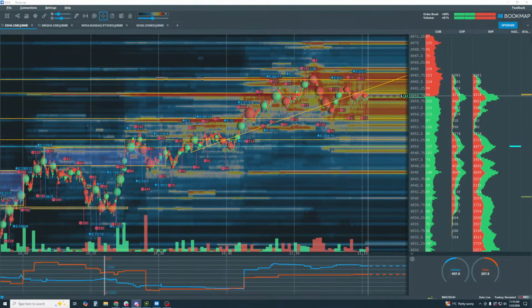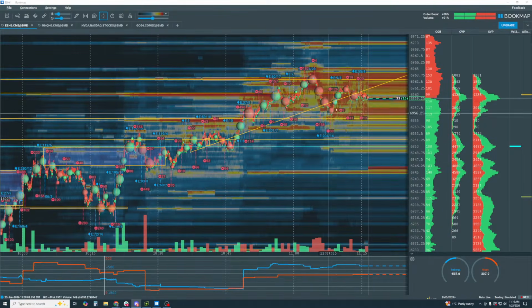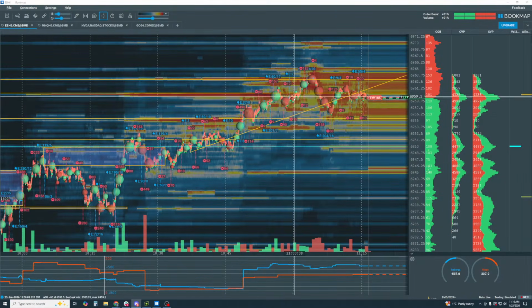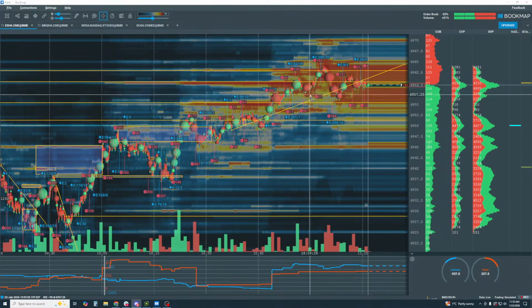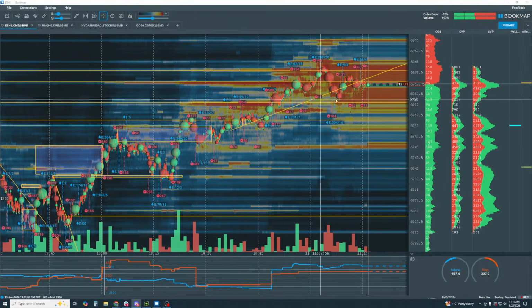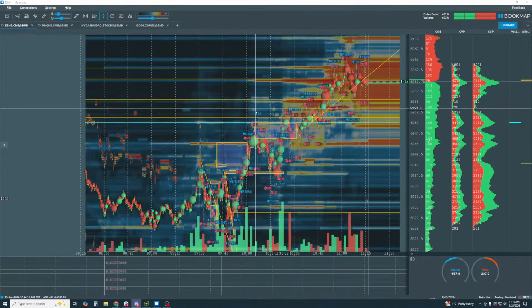Let's see if there's any questions in here. Oh yeah, Alois is looking for the pullback. Well, here it is. I just don't like these levels up here. I mean, it hit that overnight.